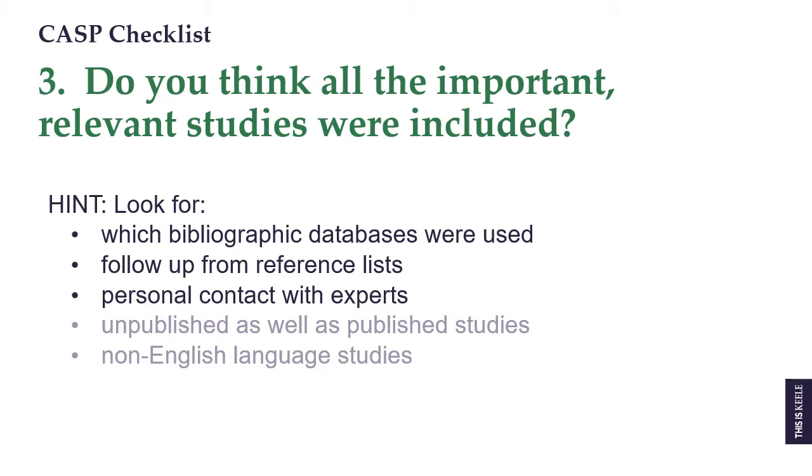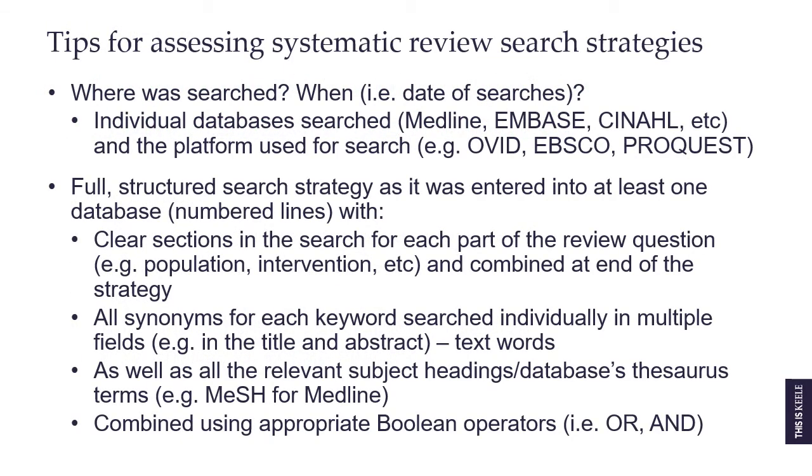We can also look at unpublished as well as published studies because of publication bias towards positive larger studies. And also the same applies for non-English language studies, but these aren't so critical and many reviews don't include them. So just wanted to give you some tips for assessing and judging good search strategies. So it's quite a complex process.